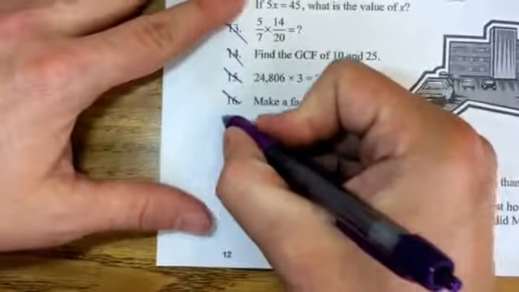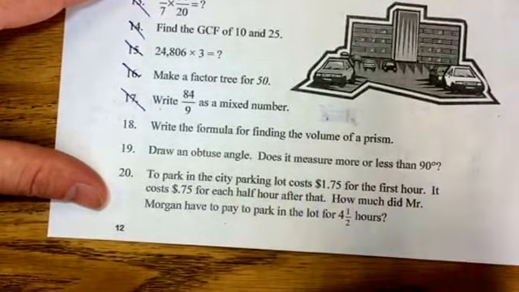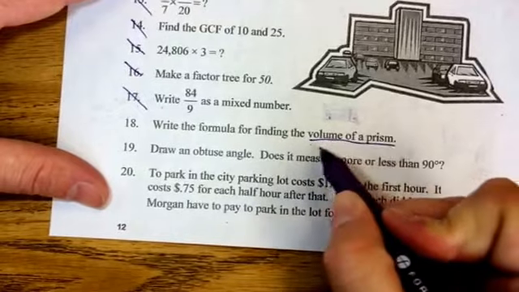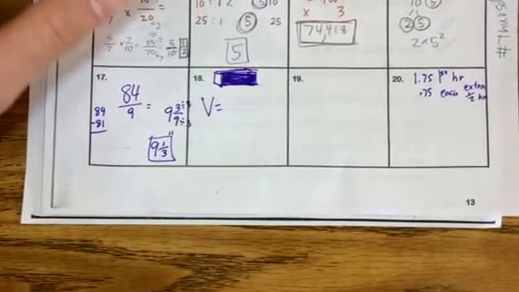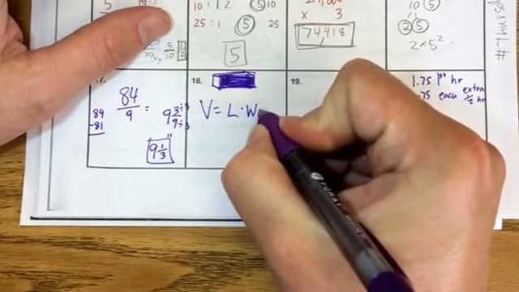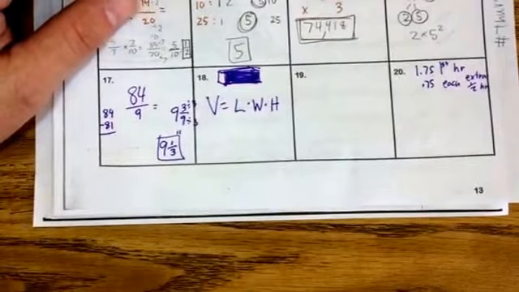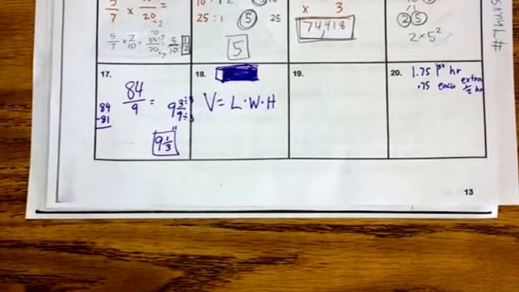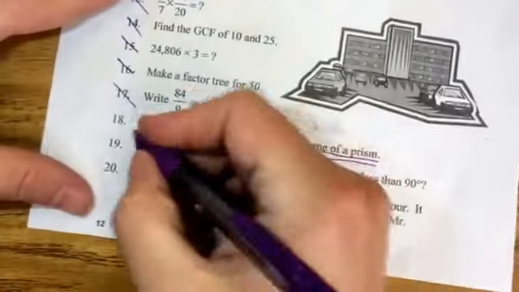All right. Problem number 18 here. It says I need to write the formula for finding the volume of a prism. Please remember that a prism looks something like this. This is a very crude version, but it's basically just a box. And we know that volume is length times width times height. You'll notice I'm using our new multiplication symbol, so I put a dot in between the L, the W, and the H.